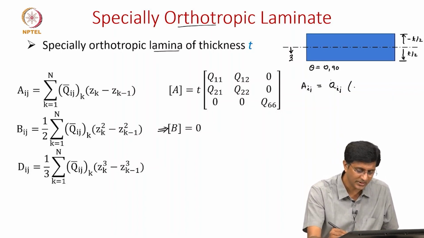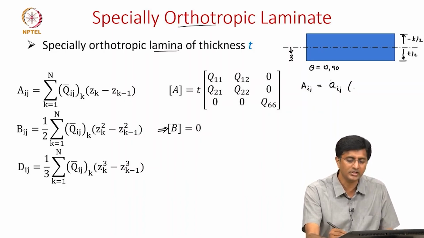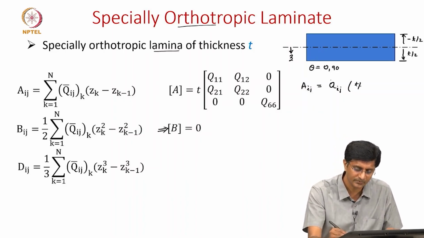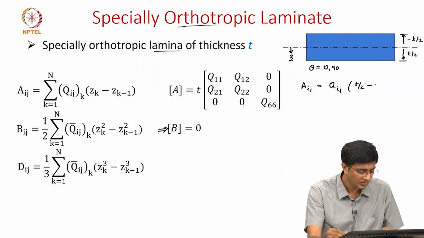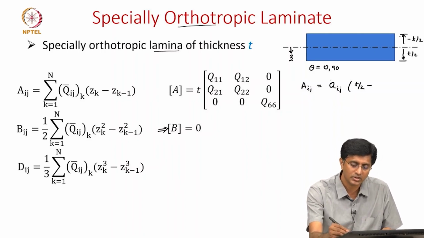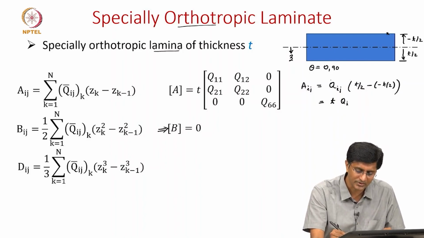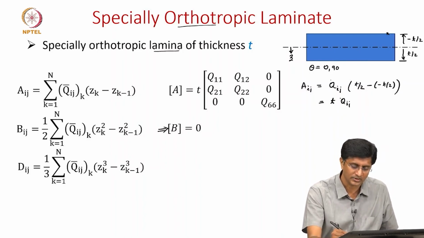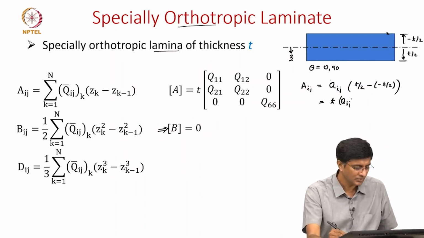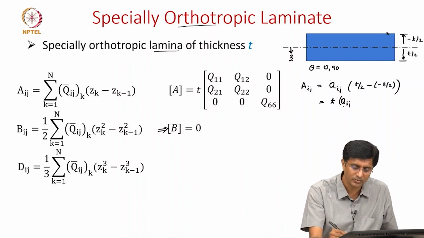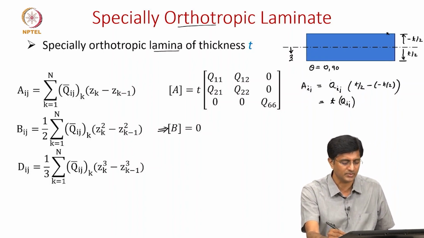Qij times Zk minus Zk minus 1. What is Zk? The Z value for the bottom surface, which is plus T by 2, minus Zk minus 1, which refers to the top surface, which is minus T by 2. So we see that this is simply T times Qij for the kth layer. Here I can remove the kth layer because there is only one layer. So it is T times the component of the stiffness matrix.